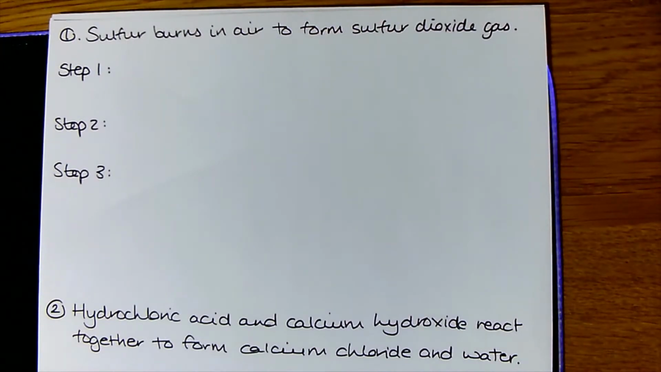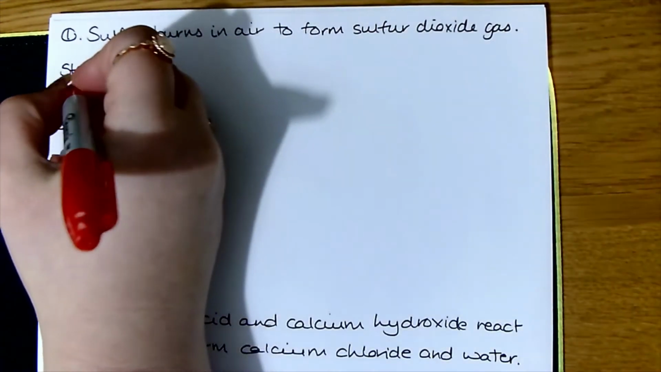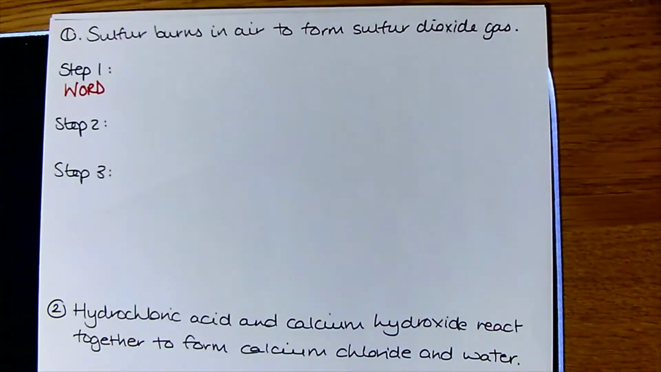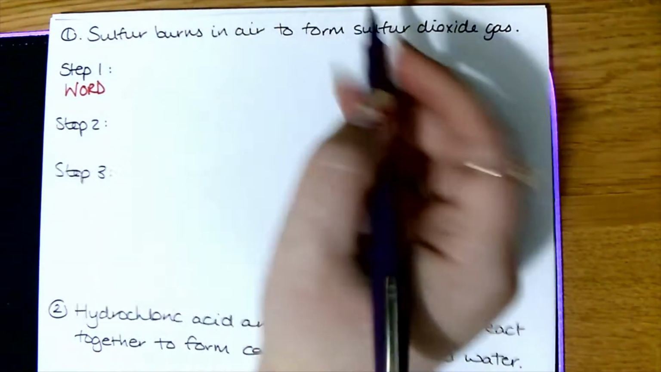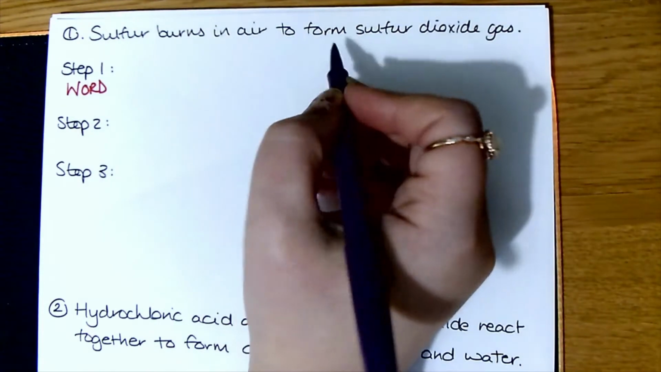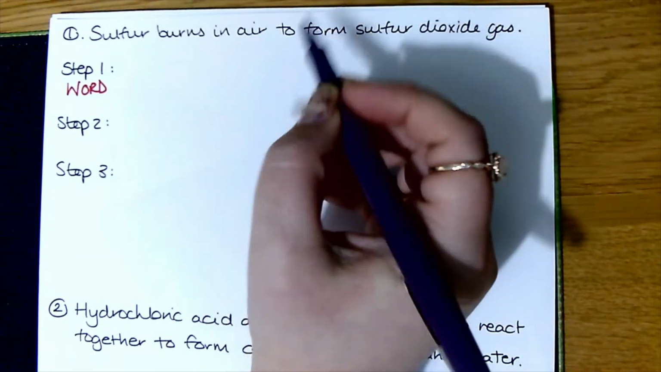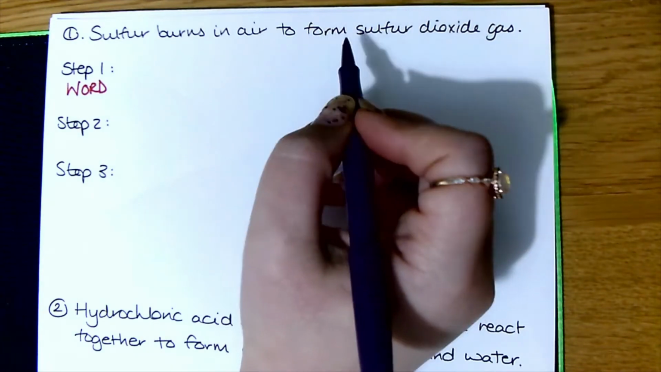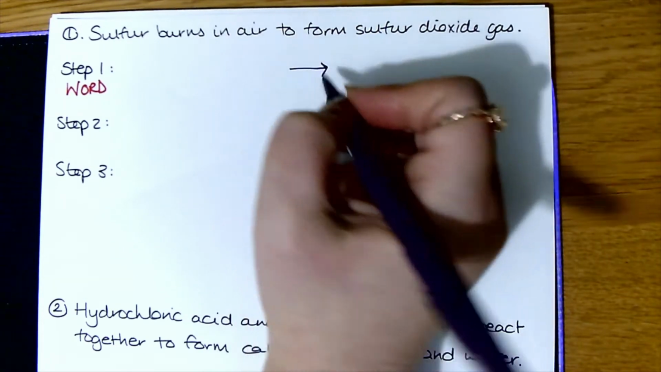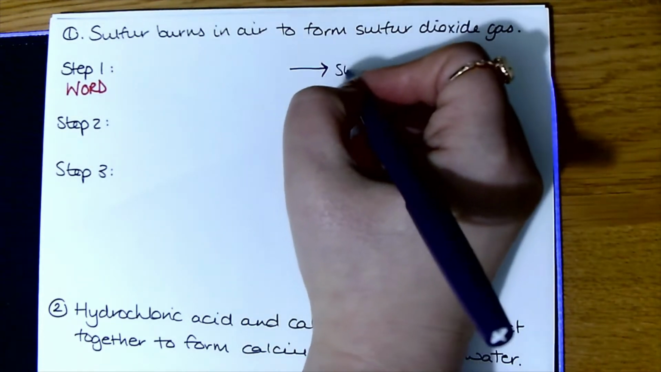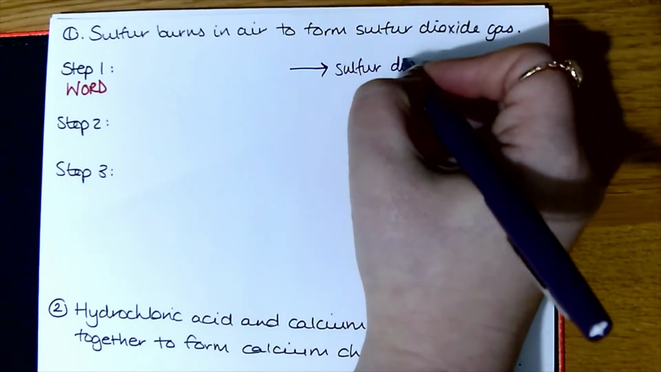Here we have our first little paragraph. Sulfur burns in air to form sulfur dioxide gas. So the first step is to write your word equation. Sulfur burns in air to form sulfur dioxide gas. So when you see to form, to produce, to create, to yield, you know that anything that comes after that is going to be your product, i.e. the thing that is created, the thing that goes on the right hand side of your arrow. So we can write in sulfur dioxide here.